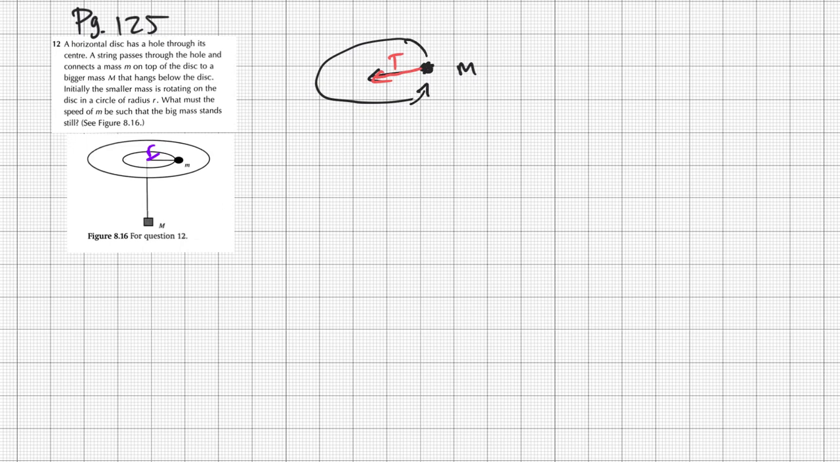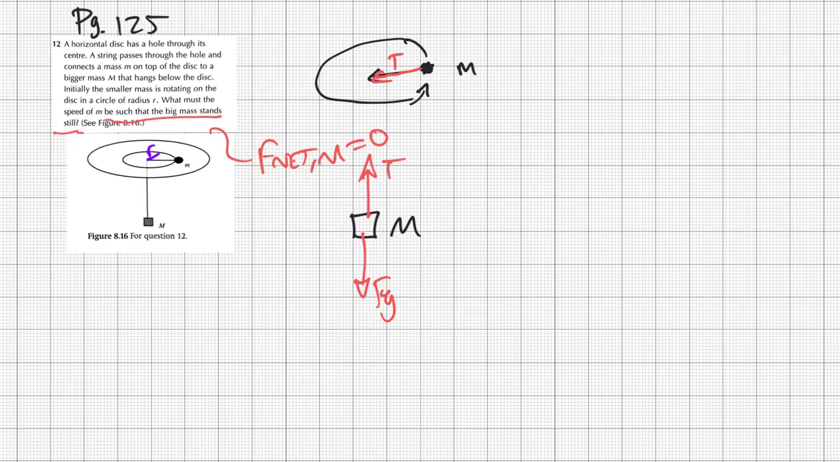And then for the big mass, which is down here, big M, we have two forces as well. We have the force of gravity and we have our tension. And I like that it says we make sure that the big mass stands still. So that basically tells me that the F net on the big mass has to equal 0. So the sum of the forces on the big mass must be the tension minus the force of gravity, which is 0. And so that's going to tell me that my tension equals my force of gravity, which is mass times little g.